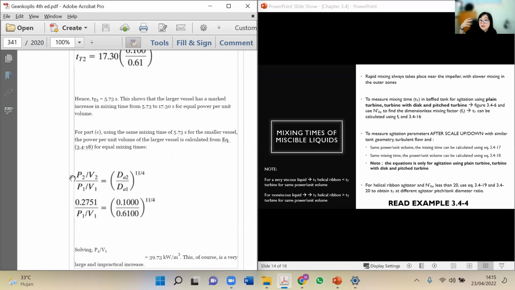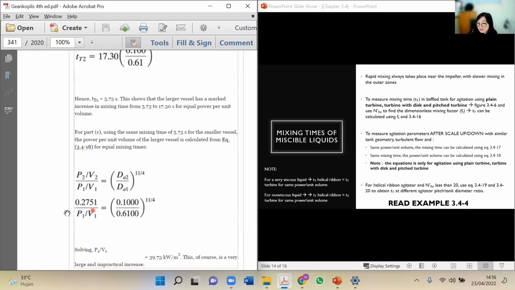So that's why I can also say that P per V at the second condition, or at the smaller vessel, also equals 0.2751, because it has the same mixing time as point B. Since it has the same mixing time as point B, the power to volume ratio will also come from point B, which is 0.2751. Yeah, for the second condition or for the smaller vessel.